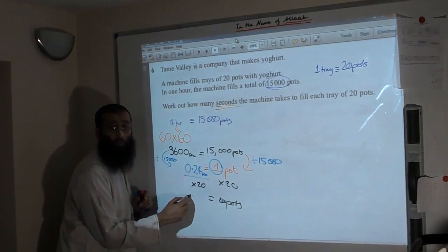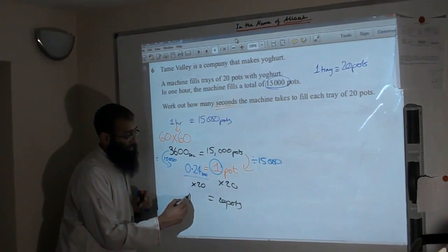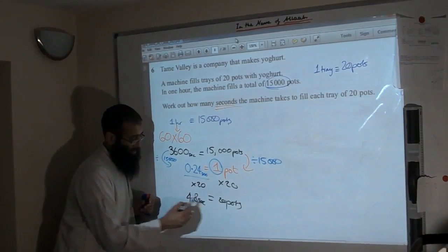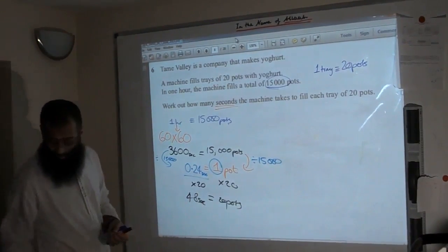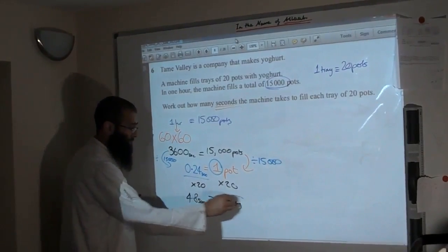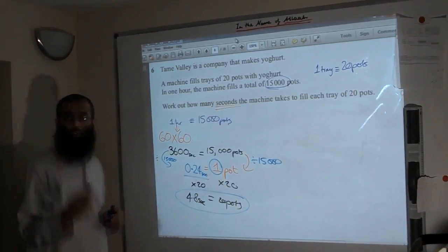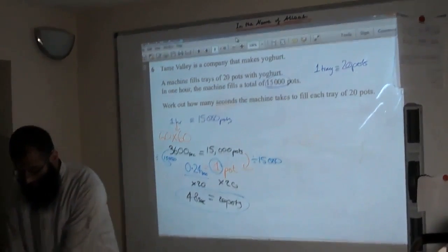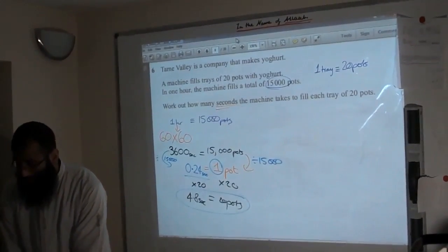So 0.24 times 20 is 4.8. That's our grand answer. So to fill 1 tray, it will take 4.8 seconds. That question is done. Okay, is that making sense?